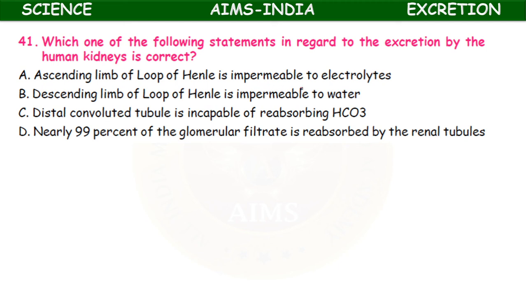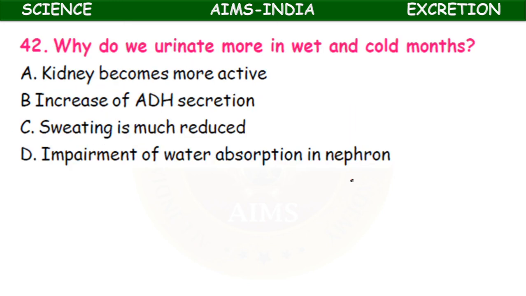Here, ascending limb impermeable to electrolytes, wrong. Descending limb of loop of Henle is impermeable to water, it is permeable, wrong. Distal convoluted tubule is incapable of reabsorbing, it actually absorbs bicarbonate ions, HCO3 minus. So this is the correct statement: nearly 99% of the glomerular filtrate is reabsorbed by the renal tubules. Renal tubules means proximal convoluted tubule, loop of Henle, distal convoluted tubule. 99% of glomerular filtrate is reabsorbed, concentrated.